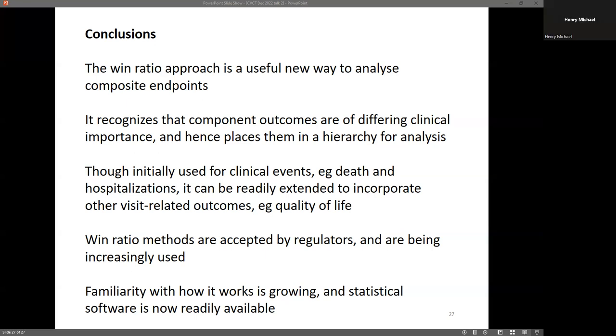You need software at two levels. You need software for doing the analysis, and you also need software for the trial design and the power calculations at the beginning. So both are available.